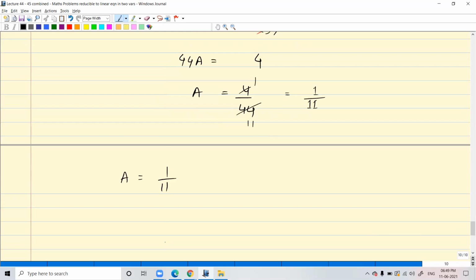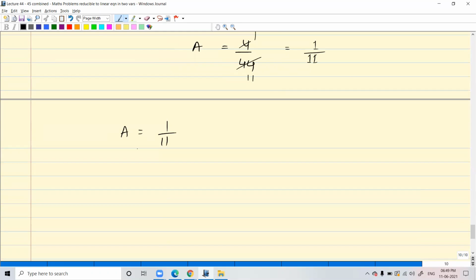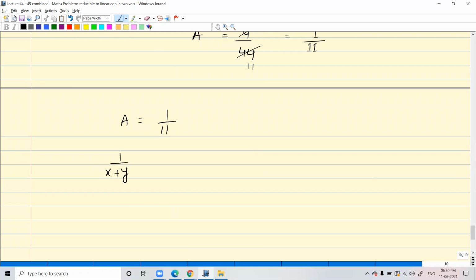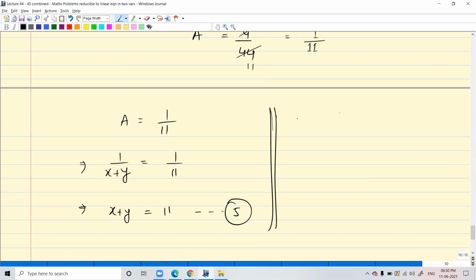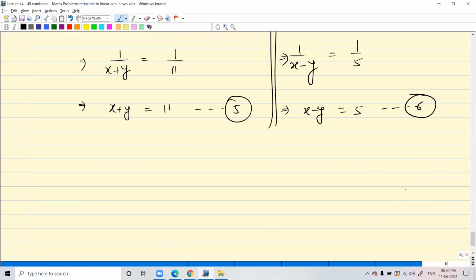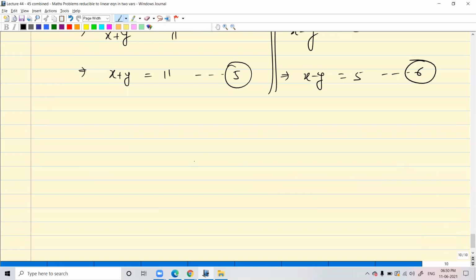Okay, that's fine. So for me, A was 1 by 11. A is 1 by 11. And what did I assume as A? 1 by x plus y, right? 1 by x plus y is equal to 1 by 11. From that, we can take the reciprocal on both sides. So x plus y will be equal to 11. Let's call this the fifth equation. And b is equal to 1 by 5. So 1 by x minus y is 1 by 5. That implies x minus y is equal to 5. So now we have again another pair of equations in two variables: x plus y is 11, x minus y is 5. Just like we said yesterday, equation within another equation, dream within a dream.